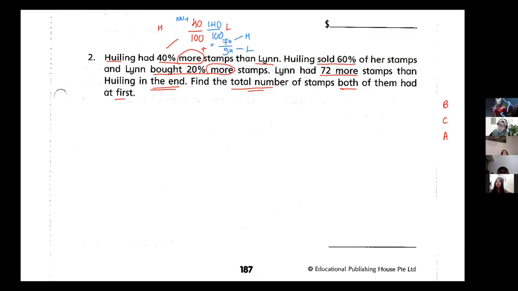Next, Hui Ling sold. You know that sold is a change keyword, right? And then Lin bought is another change keyword. So there are two different changes: Hui Ling sold, but Lin bought. The before information, do we have it? Yes, it's here. This is our before. This tells me that this is the change, starting from here until here. I have my change.